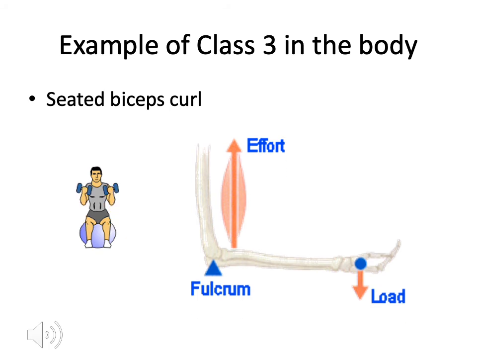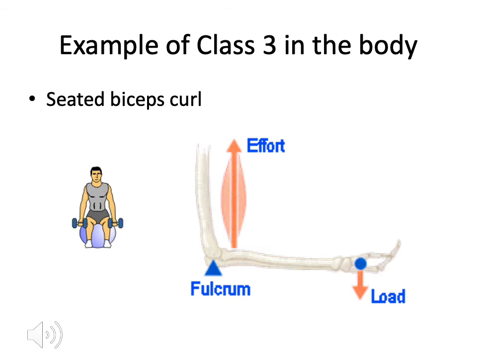Performing a bicep curl is a great example of a third class lever system within the body. The load to be overcome is the forearm, hand, and weight of the dumbbell or barbell which is being held, combined. The effort is being applied by the biceps brachii muscle via its insertion point on the radius, and the fulcrum is the elbow joint.